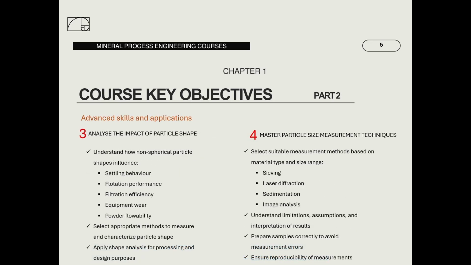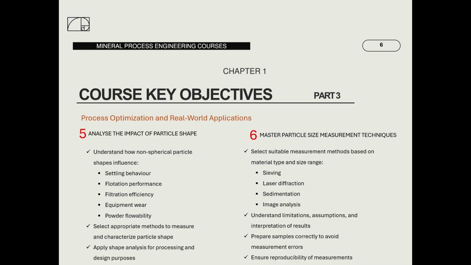Part 2 of the course objectives delves into advanced skills, particularly analyzing the impact of particle shape on various processing factors like settling behavior, flotation, filtration, equipment wear, and powder flowability. It also covers mastering particle size measurement techniques, including sieving, laser diffraction, sedimentation, and image analysis. Emphasis is placed on selecting appropriate methods, understanding their limitations, and ensuring accurate, reproducible measurements critical for process design and optimization.